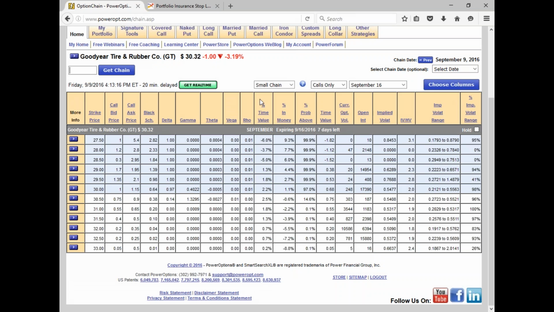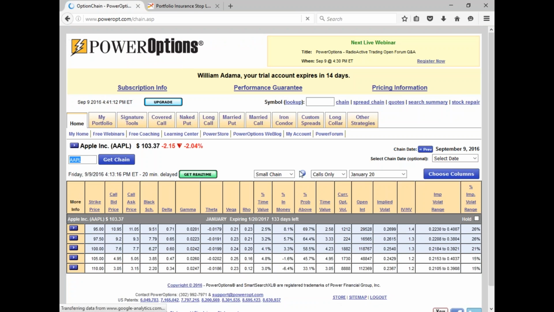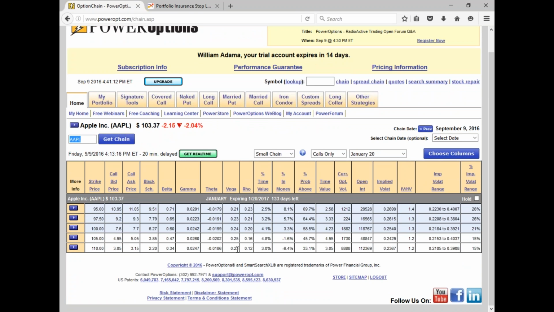So how do investors typically use this? Let's go to Apple. And I'm actually going to go to a further out chain for Apple instead of being something close in. Let's go really far out. I'm going to go to January 20. Okay, so we just have a few options here. Now see, here's a little bit better view.